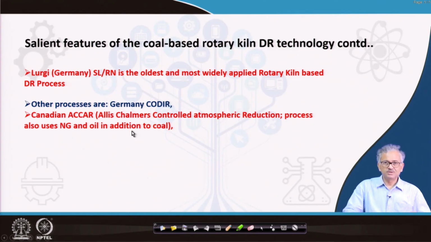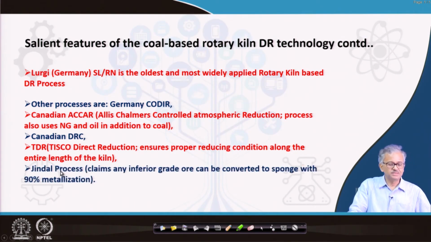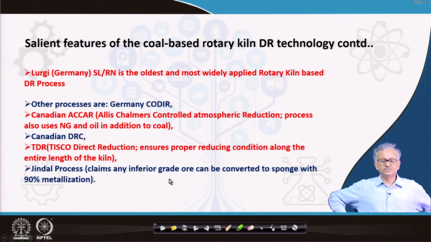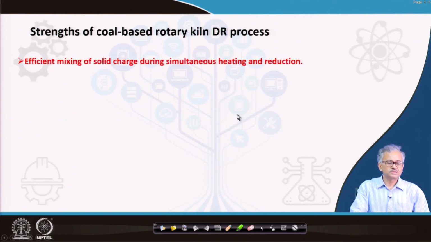Other processes like the German Coedid, as I have talked about, and the Canadian Allis-Chalmers controlled atmosphere reduction process, also use natural gas and oil in addition to the coal. As a result, you can control the carbon content in the DRI. The Canadian DRC process is there, and the TDR TISCO direct reduction process ensures the proper reducing condition along the entire length of the kiln. Among process variants, the Jindal process claims any inferior grades of ore can be converted to sponge with 90% metallization.